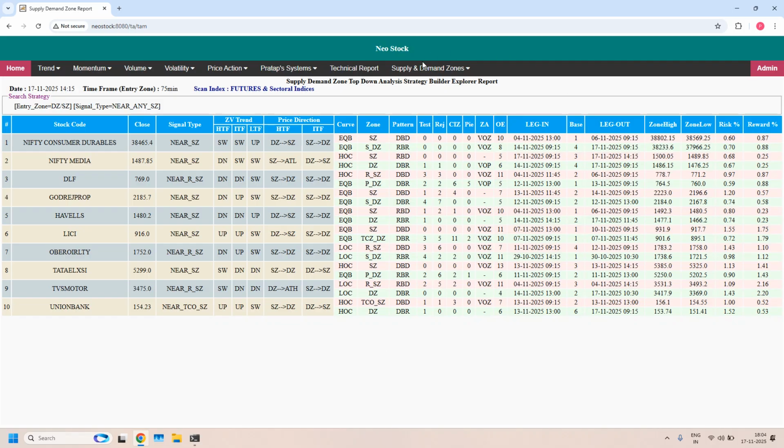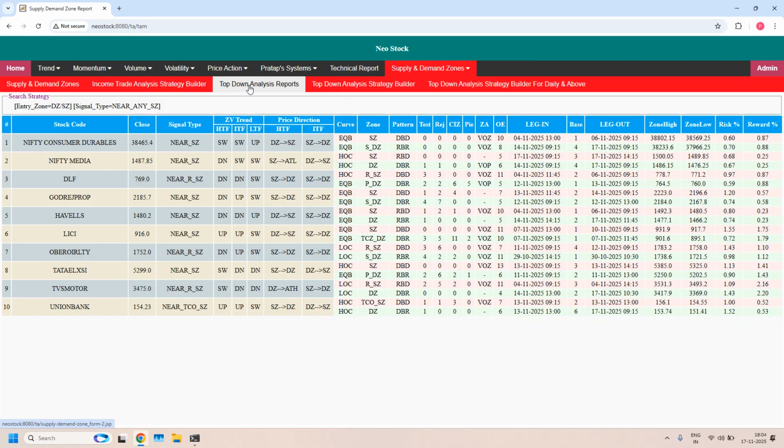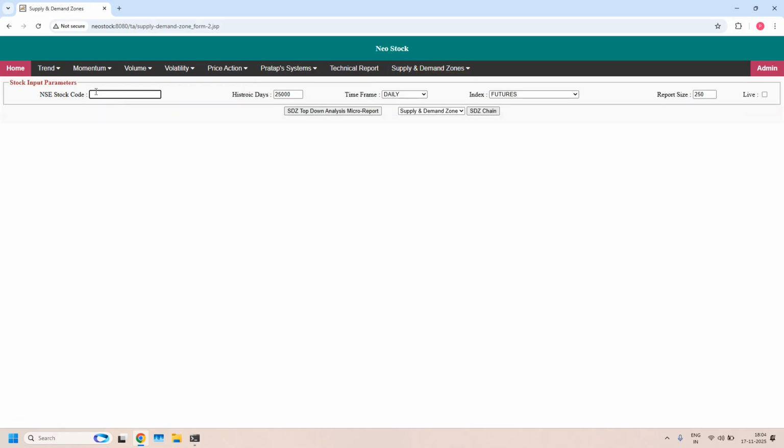Next I will generate NIFTY and BANKNIFTY supply demand zone chain reports. Starting with NIFTY, generating monthly supply demand zone chain for NIFTY.